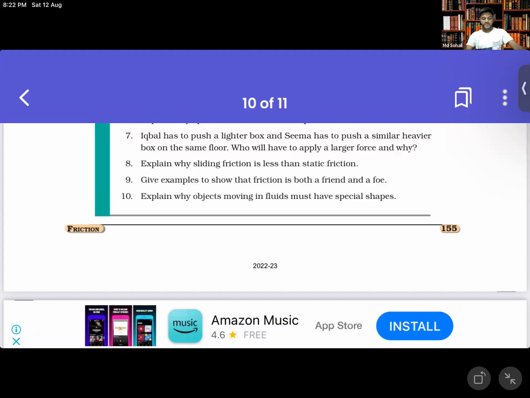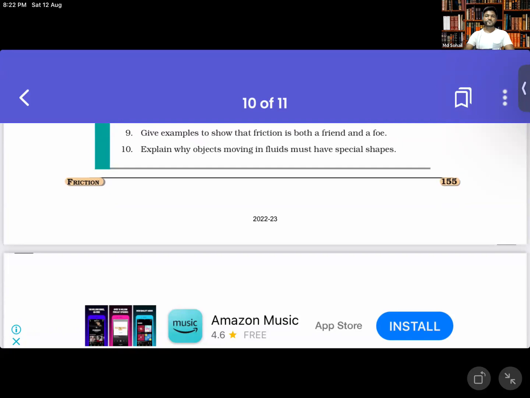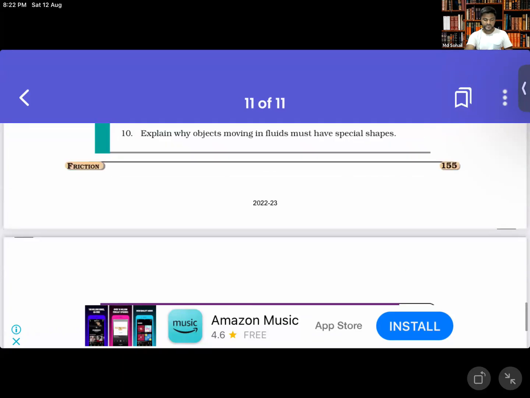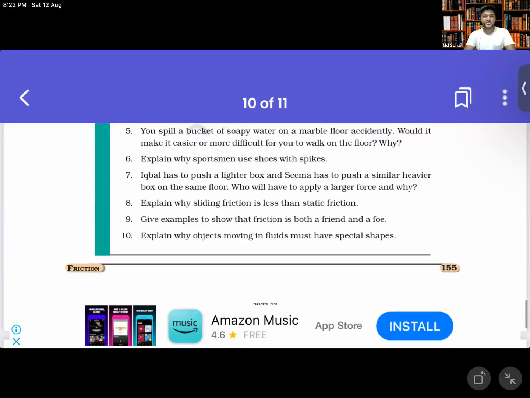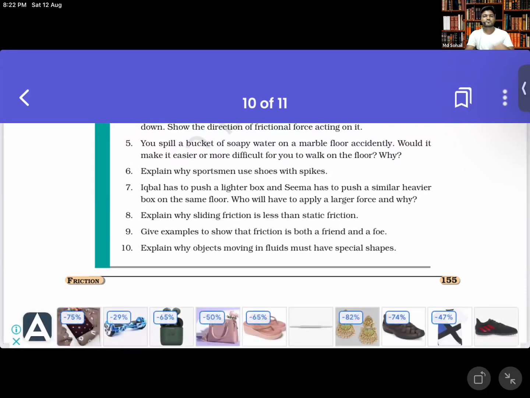Okay. Now explain why objects moving in fluids must have special shapes. I think that's the last question, no? Yeah, that's the last question. Why should they have special shapes? They should have a special or streamlined shape to cut through the air and reduce friction.